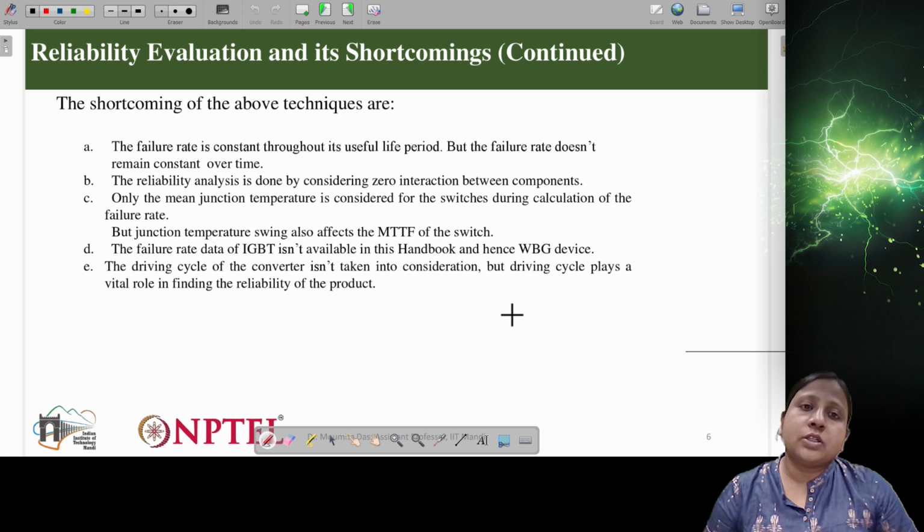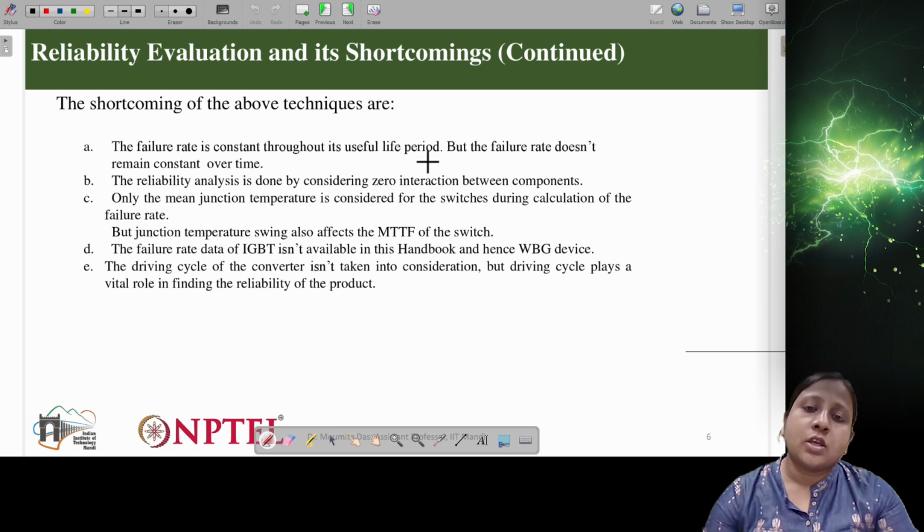Okay. So in terms of reliability analysis, what are the shortcomings given in the handbook? The handbook is given for silicon-based devices, and there the shortcoming is that the failure rate is constant throughout its useful life period.